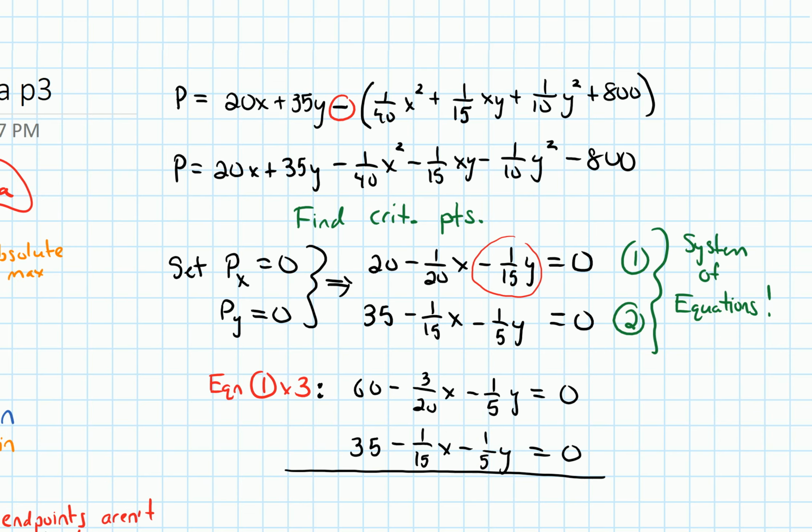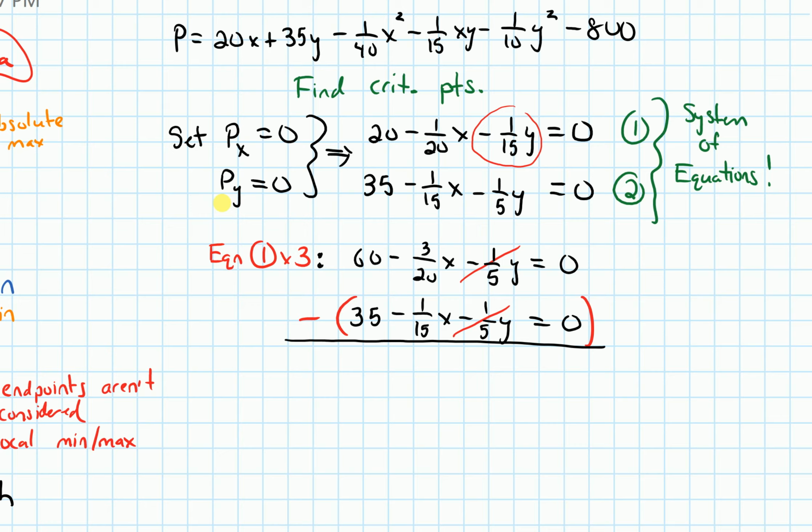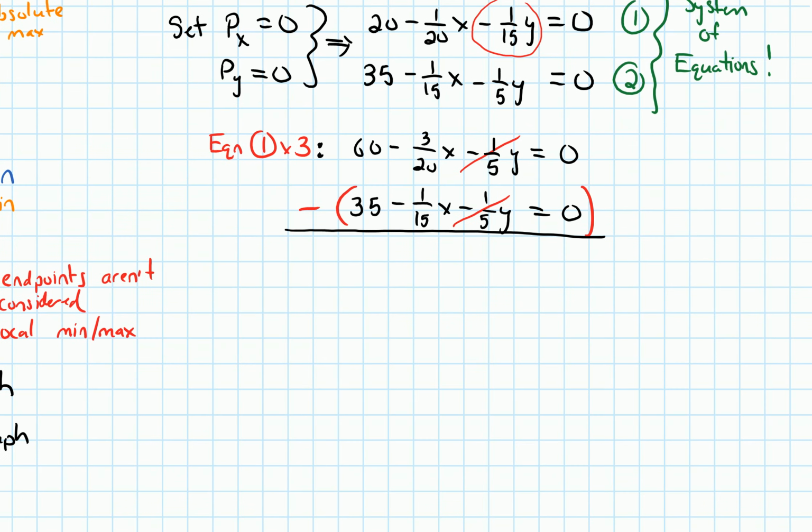Because now what's nice is we can subtract our two equations. So if I do the top equation minus the bottom one, the minus 1 over 5y's will cancel with each other, and we will be left with, let's see, 60 minus 35 is 25. I have this minus 3 over 20x from the top equation, and then minus negative 1 over 15x. So double negative becomes a plus 1 over 15x. And then equals 0 minus 0 is 0.